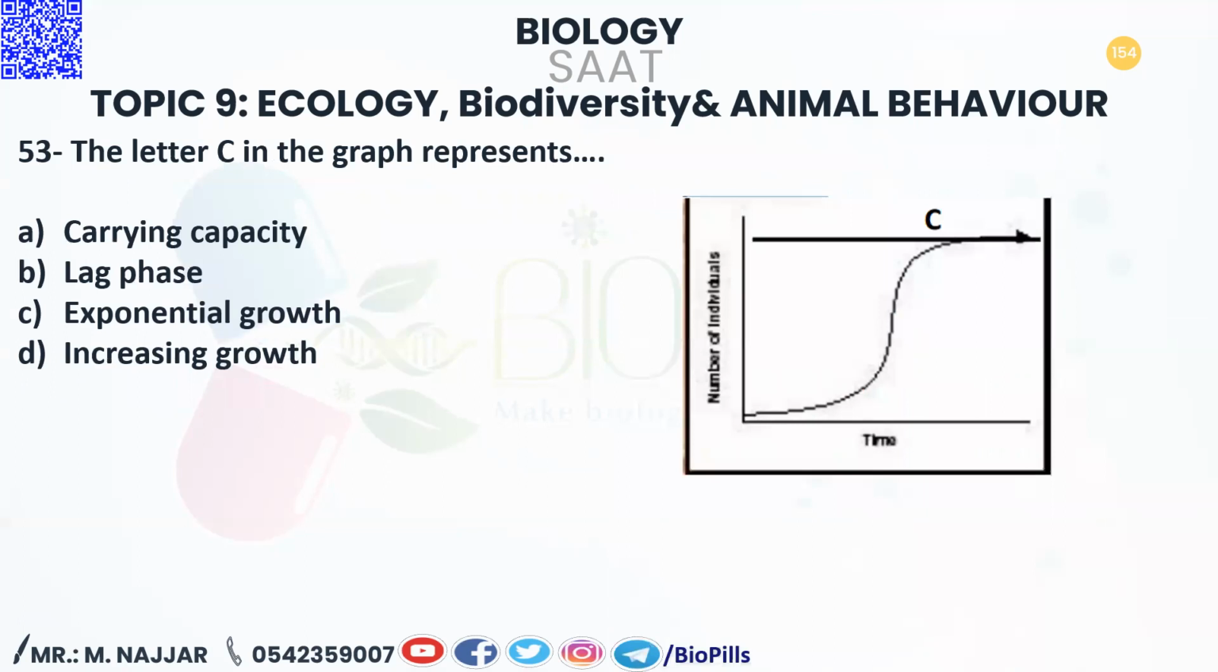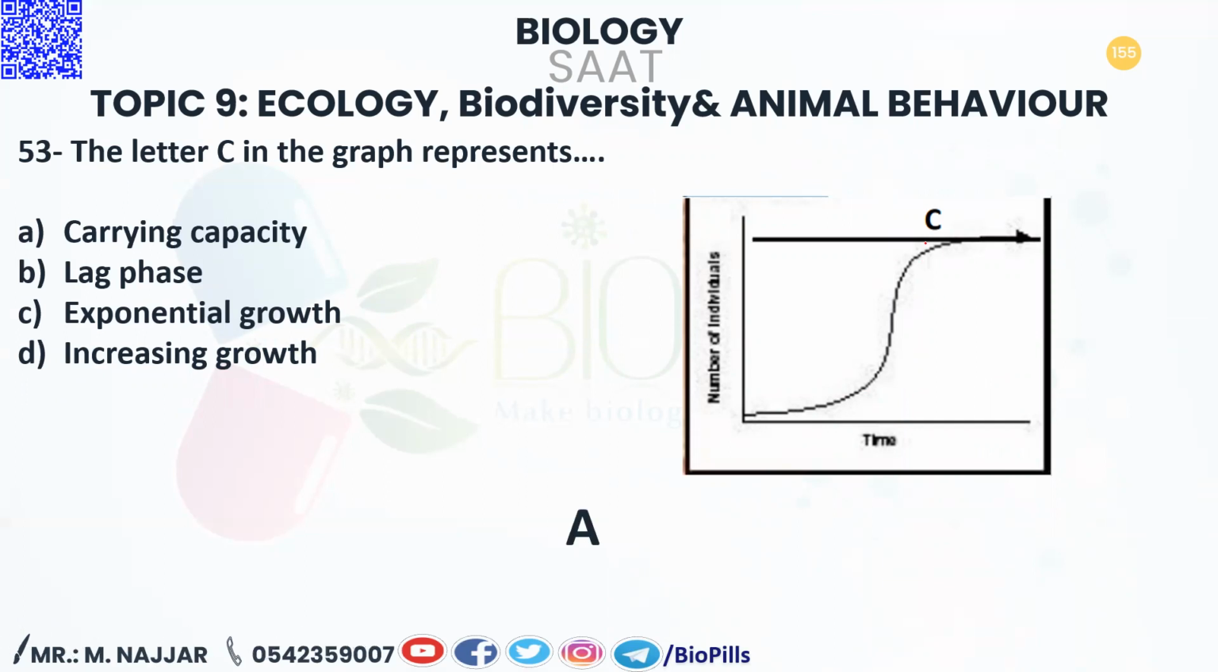For example, question number 53. The letter C in the graph represents: A, carrying capacity; B, lag phase; C, exponential growth; D, increasing growth. What is the proper correct answer here? The answer is very obvious. It is carrying capacity, which is A.